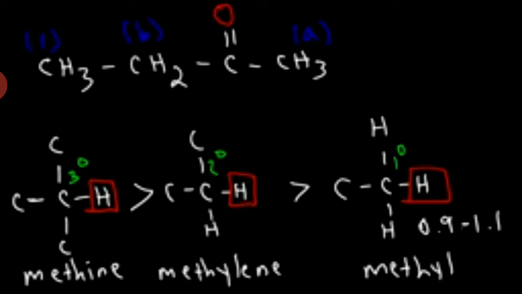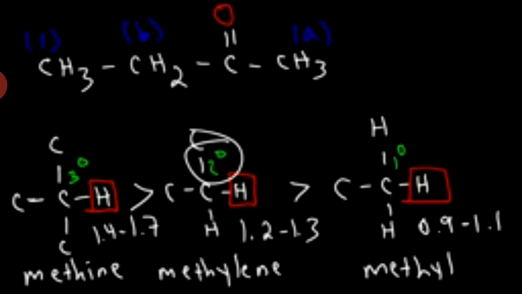The rough estimate values for methyl protons are about 0.9 to 1.1 ppm. For methylene protons, which have a secondary carbon, it is about 1.2 to 1.3 ppm, and for methine it is 1.4 to 1.7 ppm. Now, what is the reason behind this? Why are the protons at tertiary carbon more downfield than secondary carbon, which is again more downfield than primary carbon?